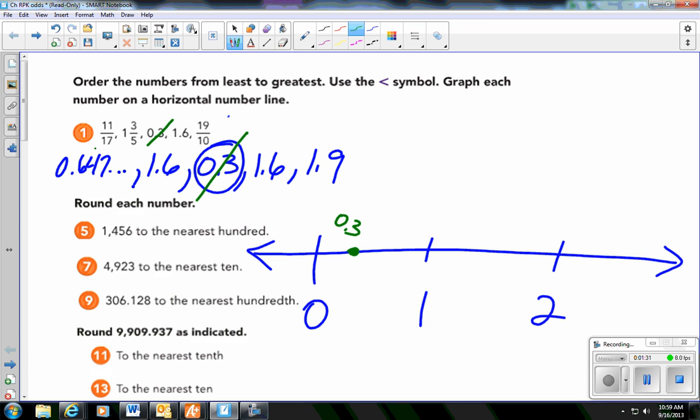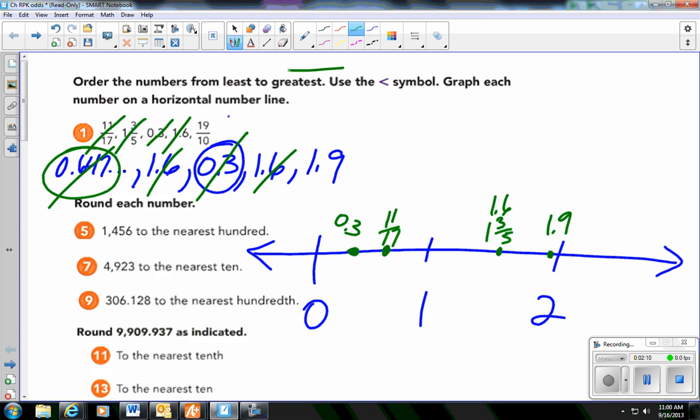The next smallest was the 0.647, which was 11/17. So that's a little bit more than halfway between 0 and 1. So we put a dot there and write 11 over 17. We're now finished with that. Next, we have 1.6, 1.6, and 1.9. So the 1.6s are equal to each other, a little bit more than halfway. And we had 1.6 and 1 3/5. Both would be right there. So we're finished with those. And last we have the 1.9, which is almost 2.